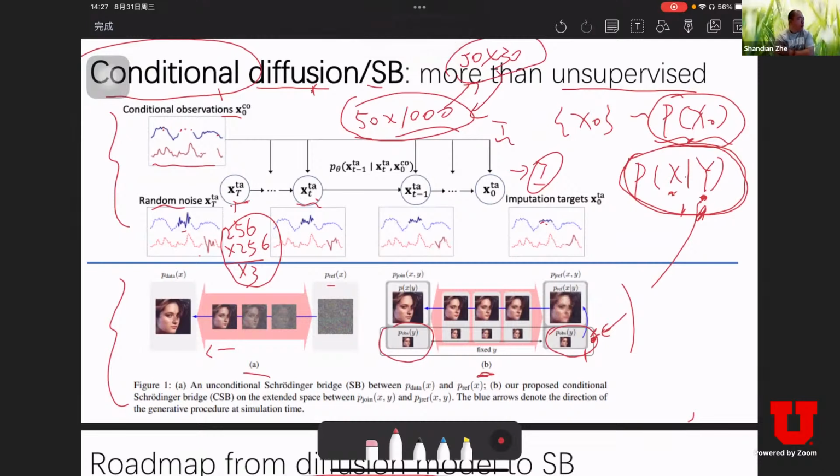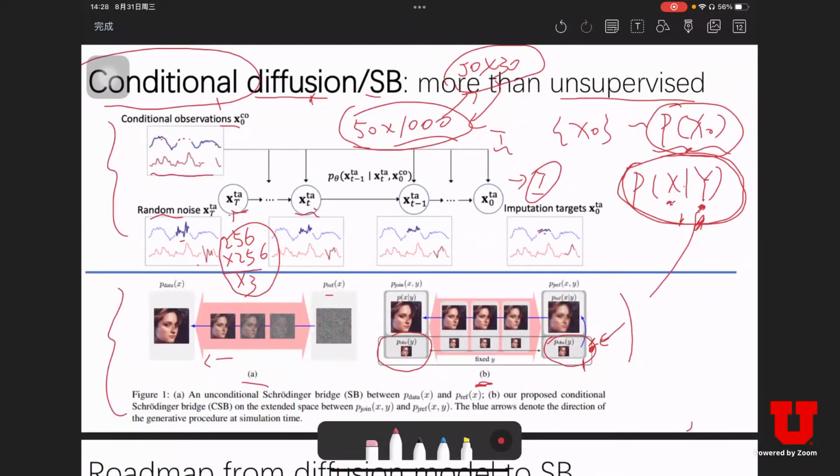Yeah, I agree. This might be useful for the work Shibo has done, and also Zheng has done about tensor time series. It's interesting to impute time series with this Schrodinger bridge. Yeah. So any other questions?